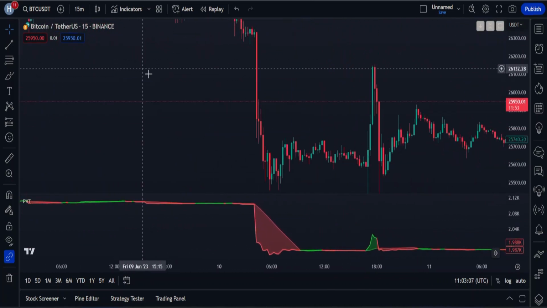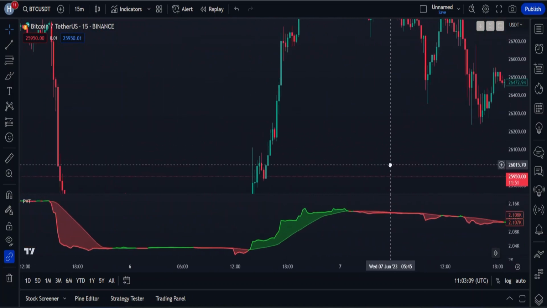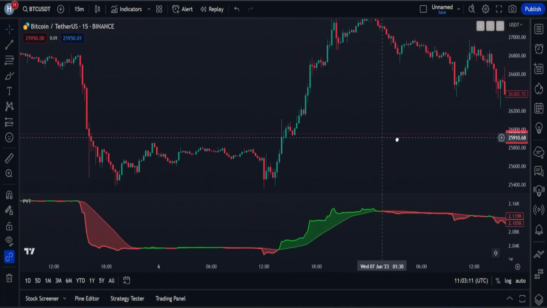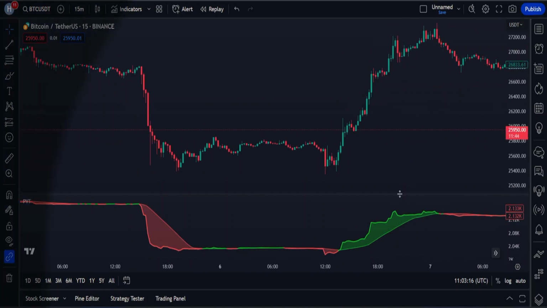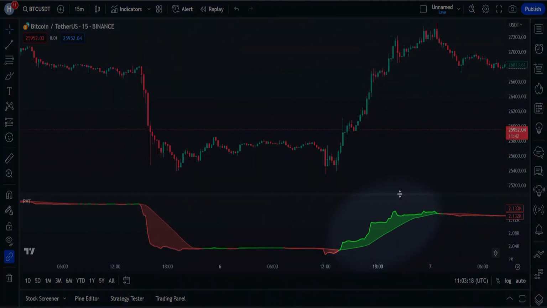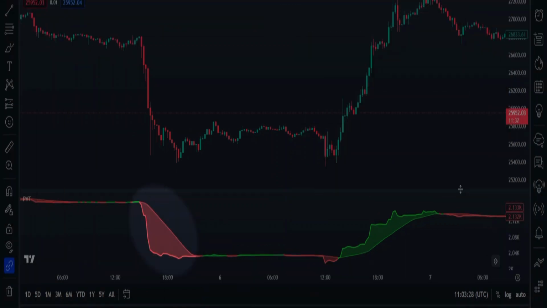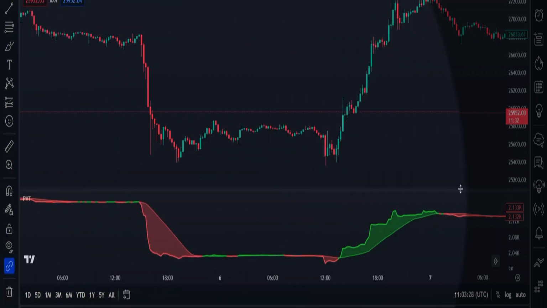Now that you know exactly how the indicator works, let's take a look at how we can use the indicator with the most basic method. Whenever the PVT line crosses above the signal line, it indicates that the PVT line is moving in the upwards direction. This causes the PVT line to turn green, showing us that buying pressure has entered into the market. The opposite is true when the PVT line crosses below the signal line. This indicates that selling pressure has entered the market, causing the PVT line to turn red.